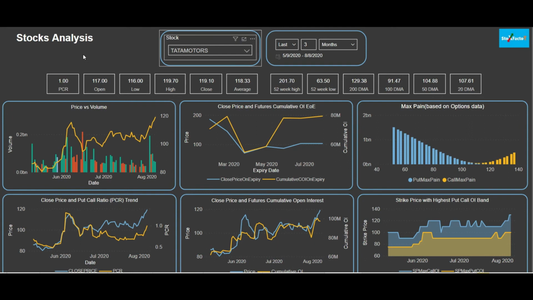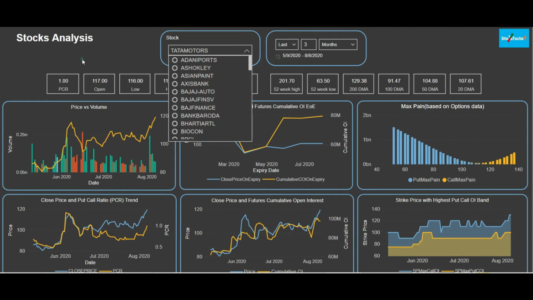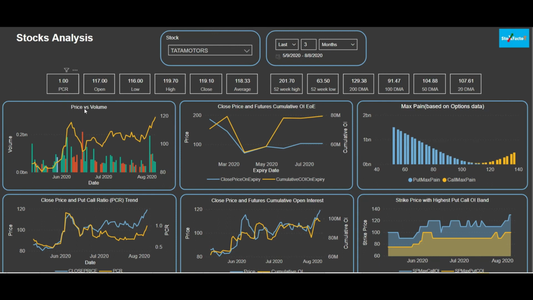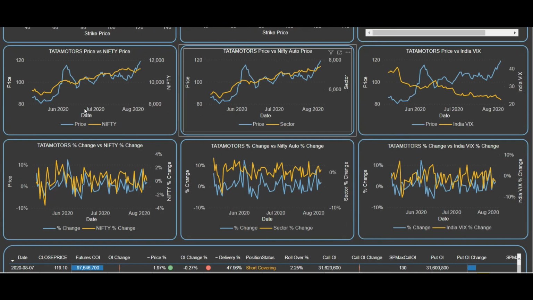As I mentioned at the start of the video, we offer you a list of 130 stocks which also belong to the futures and options segment. You can select any of the stocks from this filter as well as the time frame, and then you can see the whole data for that particular stock. I will explain each and every individual parameter in detail when we cover each individual page.